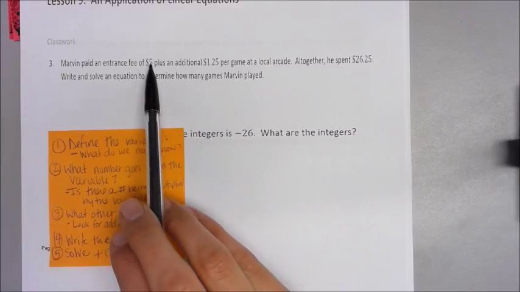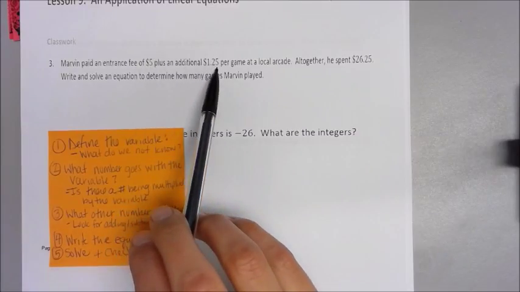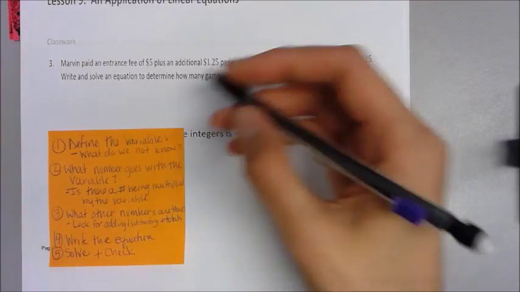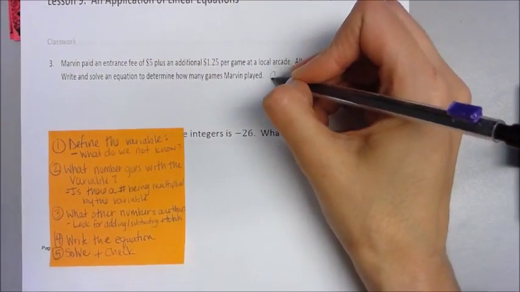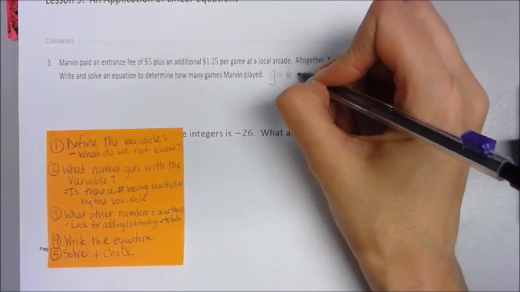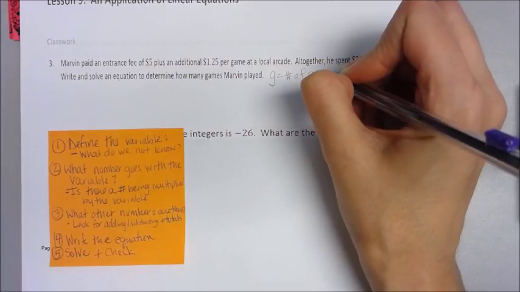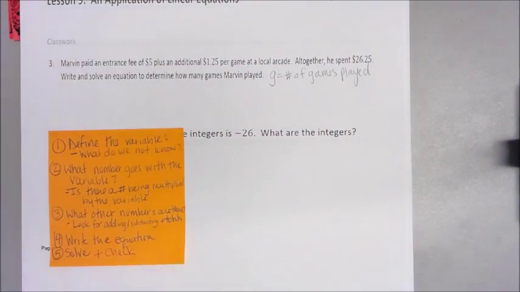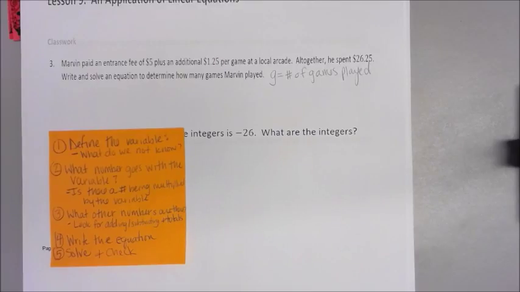We know he paid $5. We know he paid $1.25 per game, but we don't know how many games he played. So to define my variable, I'm going to use G as my variable, and G is going to equal the number of games he played. So that's step 1.